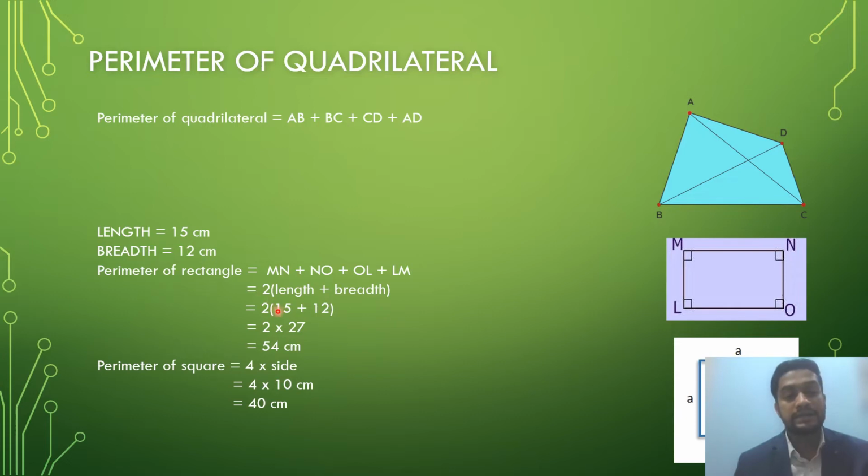Perimeter of a rectangle is 2(l plus b), or we can say 2 in a bracket length plus breadth.